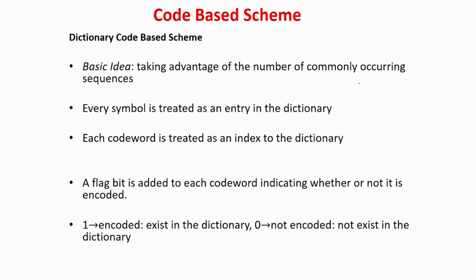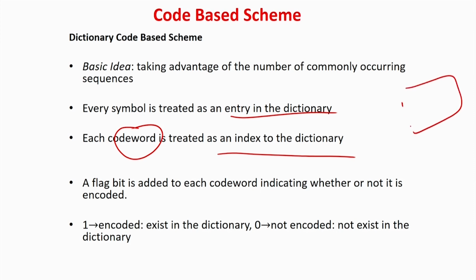The idea is taking advantage of commonly occurring sequences. Each symbol is treated as an entry in the dictionary. In the previous example we made chunks of four and made a symbol, which will be an entry in the dictionary. Each code word is treated as an index to the dictionary. That means there will be a dictionary with all the symbols like S0, S1, S2. Symbol means basically your test patterns, and there is a code word. Each one of them will be encoded.